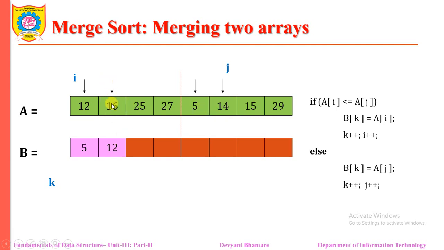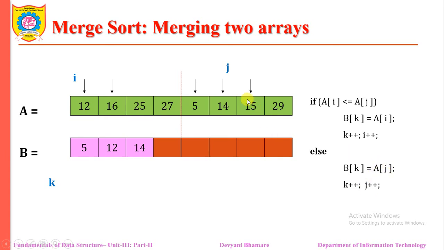Now i is pointing to 16 and A of j is 14. So 16 is greater than 14, which means we copy that 14 into B of k, where j will be increased and k will be increased. So our A of i is 16 and A of j is 15. Again we get that A of j has the least value.